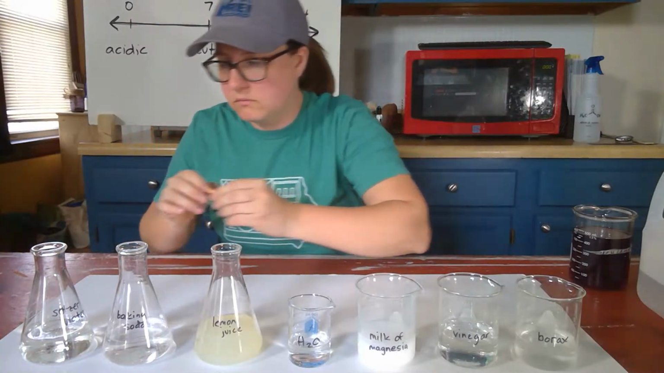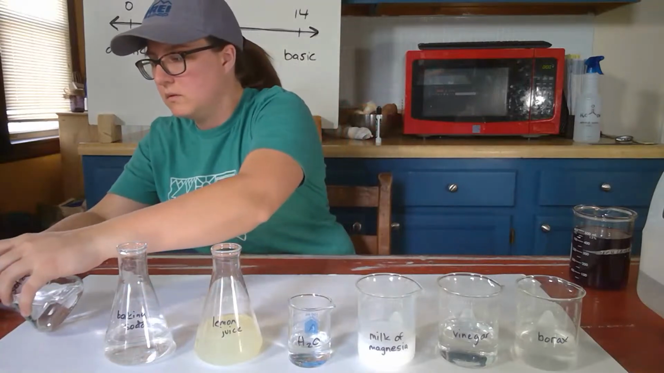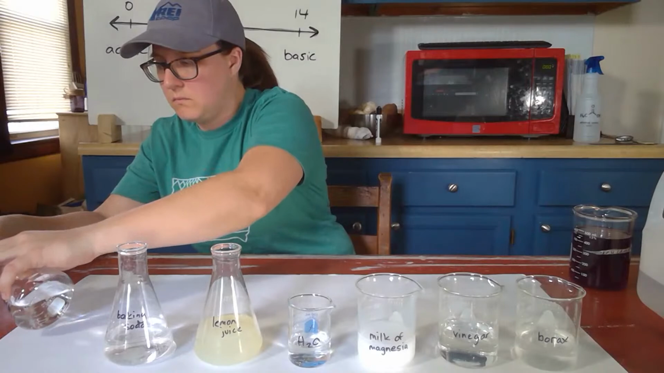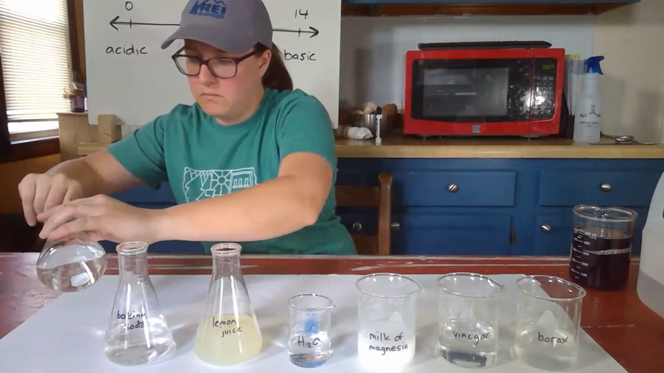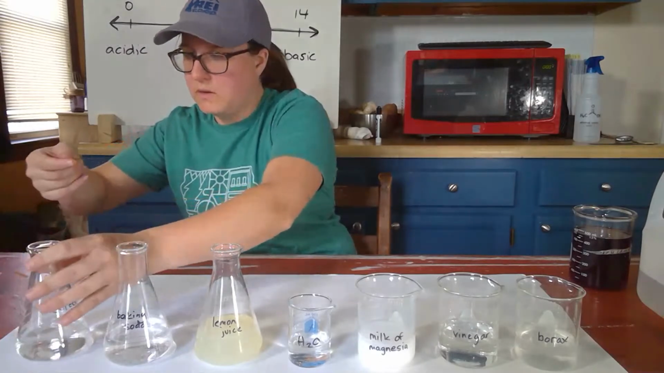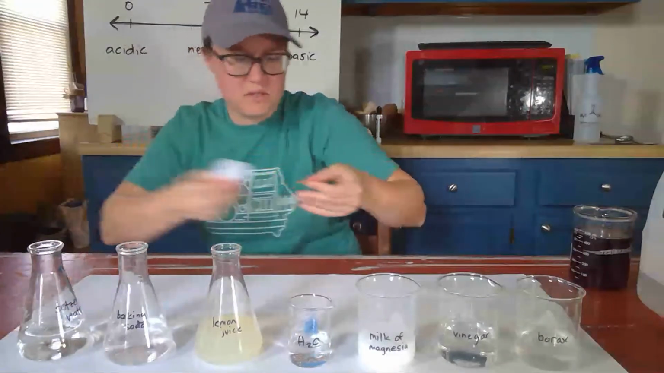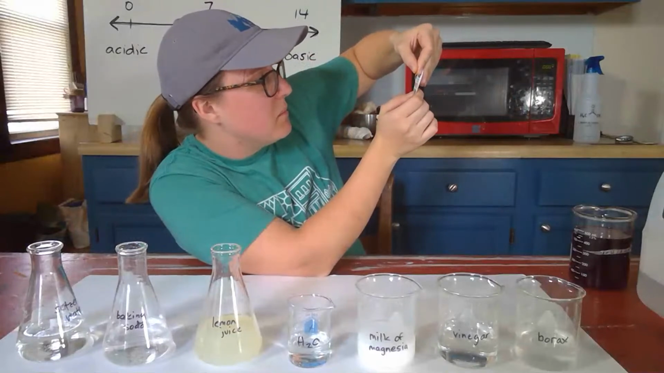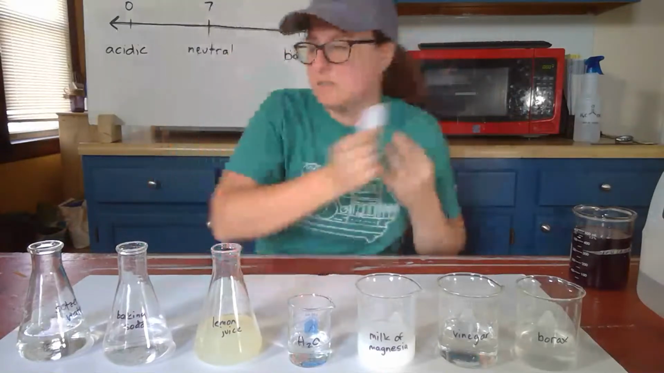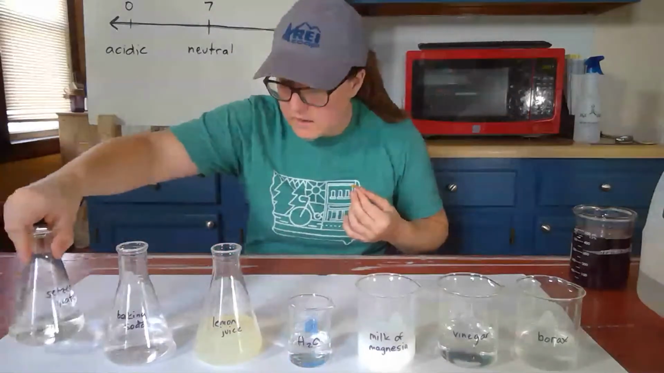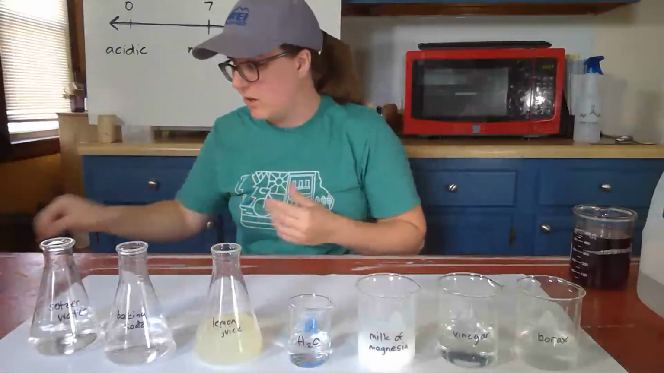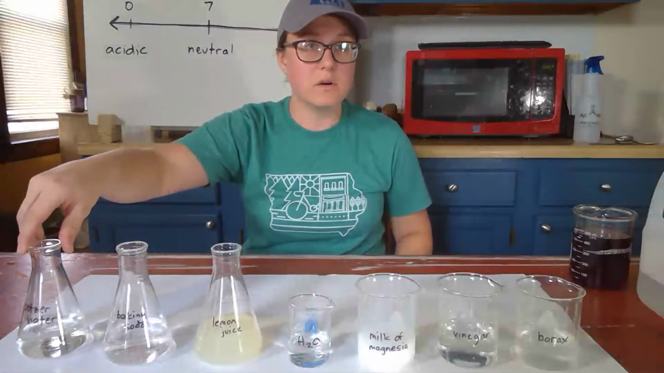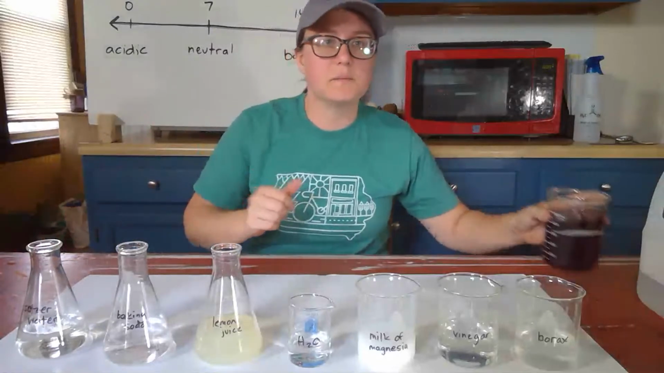Seltzer water. That's what we're going to do next. Seltzer water seems to be about in that same range. Maybe a 5, or a 6, or a 7. It has gone flat. Sometimes when the bubbles are in there, you're going to get a little bit darker thing. But this should be acidic. Our seltzer water should be acidic.